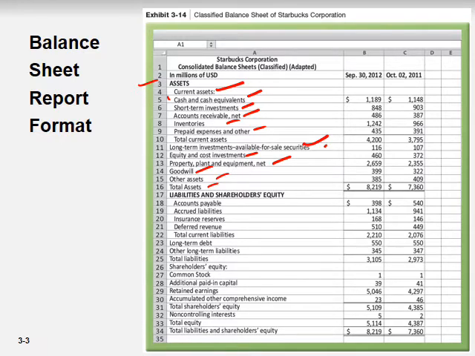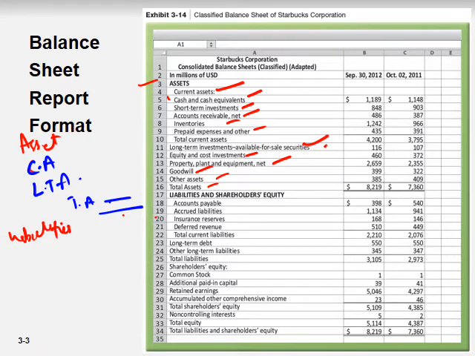So what is the report format? We start from assets, under assets we start from current assets, and then long-term assets, here is total assets, right? And then liabilities includes current liabilities and long-term liabilities. We have total liabilities, and then there is owner equity.